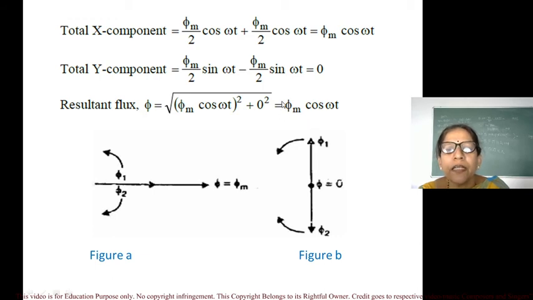So what we can conclude in a reverse way, that the flux phi m cos of omega t, which is an alternating flux, it is a combination of two fluxes each having magnitude phi m by 2, but one revolving in clockwise direction and one revolving in anticlockwise direction.